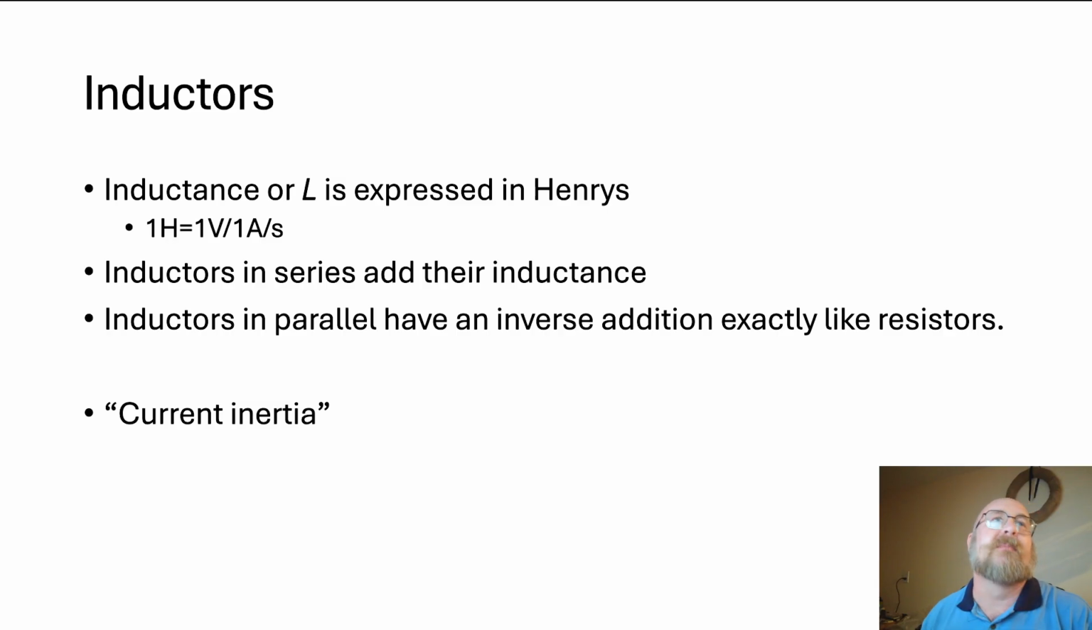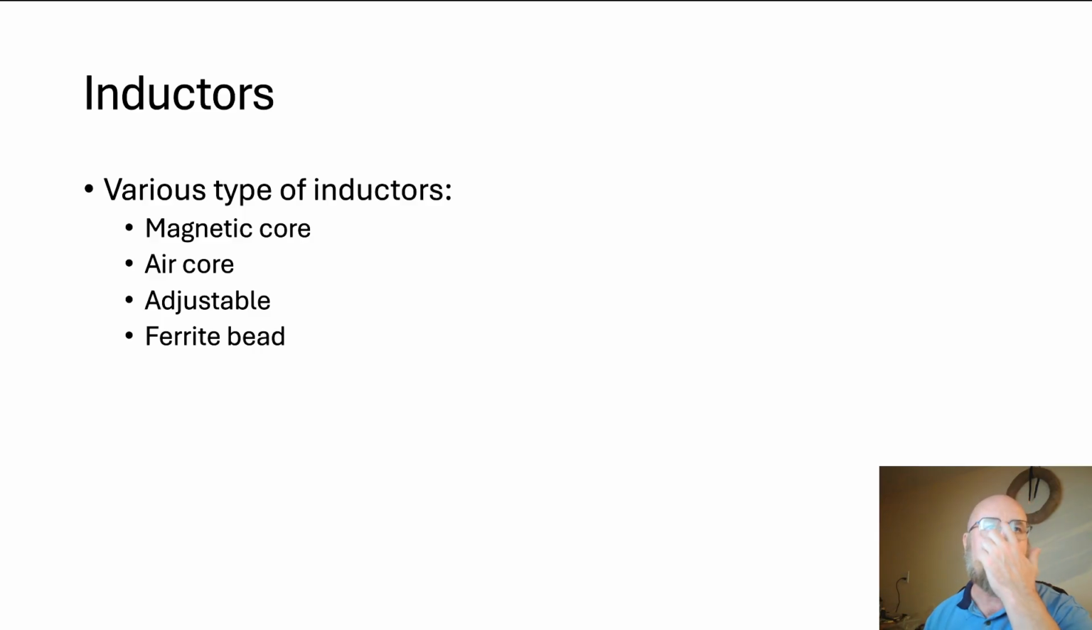Essentially what they are, if you were to boil it down to 2 words, is current inertia. Whatever current is happening, it's providing inertia to that current. They're really just coils of wire, right? So we talk about magnetic core, air core, what kind of core it is. A magnetic core uses a ferromagnetic rod inside of it, it could be an air core, it could be an adjustable one or a ferrite bead.